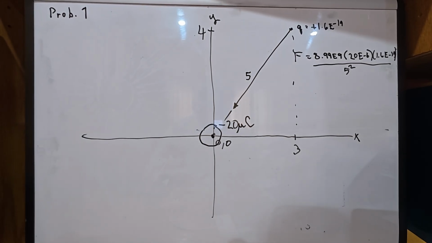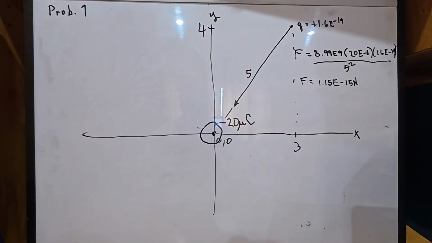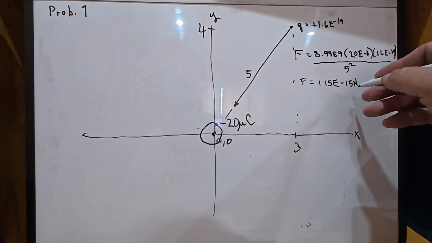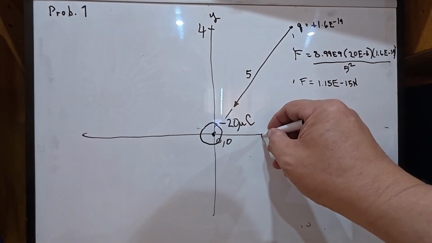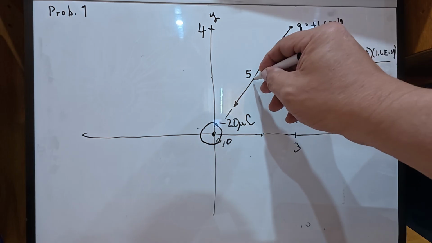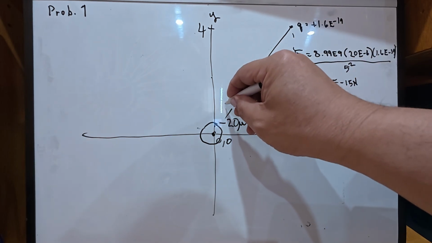And so we just evaluate what that equation says, and that's what the answer is. The answer is the force is equal to 1.15 e to the minus 15 newtons. So that's part A. Part B: what is the electric field strength at coordinates 3 and 4, and how does it compare to 1.5, 2? So 1.5, 2 is actually half as much. So this length would be half.